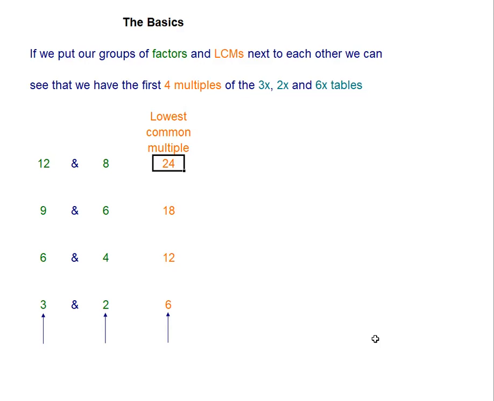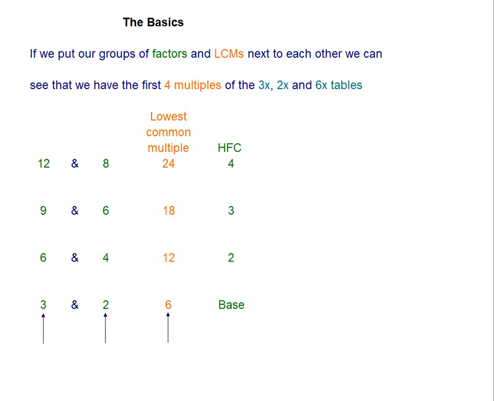And we already know that when we have numbers in the same position from different times tables, their factors are in fact highest common factors. So 12, 8 and 24 share a highest common factor of 4. 9, 6, 18 share a highest common factor of 3. 6, 4, and 12 share a highest common factor of 2. 3, 2, and 6 share a highest common factor of 1, but I'm not going to put the number 1 there. I'm going to use the word base.